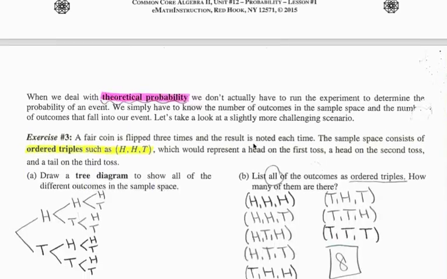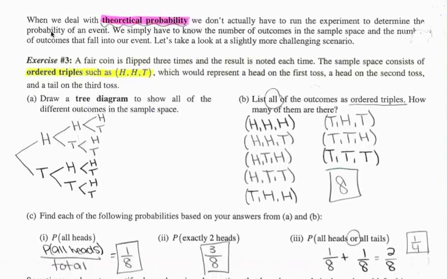So now we're moving on to theoretical probability. That is specifically what we've been working with, and that's dealing with theory. We don't actually have to run the experiment. I didn't actually have to flick the spinner on the last example to determine the probability of an event. We simply have to know the number of outcomes in the sample space and the number of outcomes that fall into our event. Let's take a look at a slightly more challenging scenario.